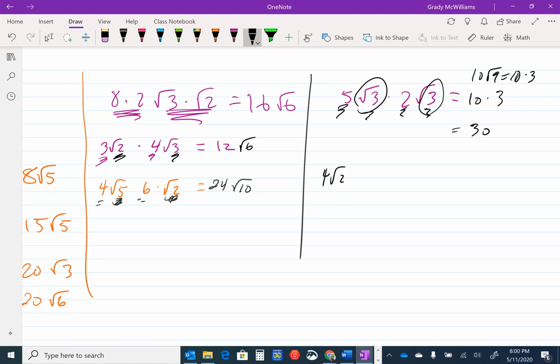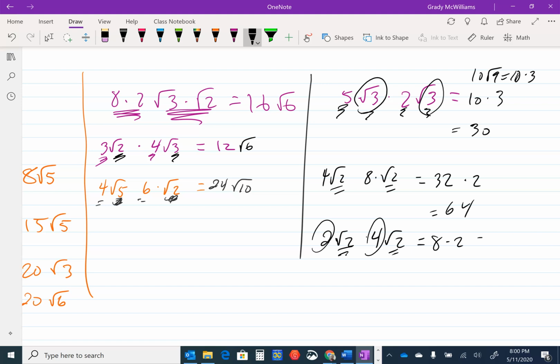Or how about 4 square root of 2 times 8 square root of 2? Think about that for a second. Well, 4 times 8 makes 32. Square root of 2 times square root of 2 is a regular 2. The answer is 64. How about 2 square root of 2 times 4 square root of 2? A little bit easier. Well, 2 times the 4 makes 8. Square root of 2 times square root of 2 makes a regular 2. That's 16. Okay, so hopefully you're starting to get the hang of that.